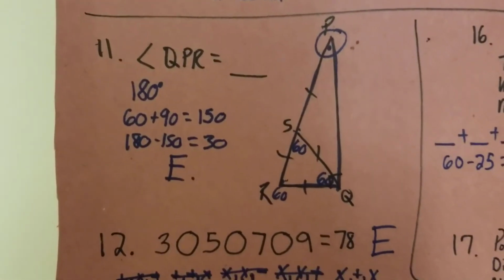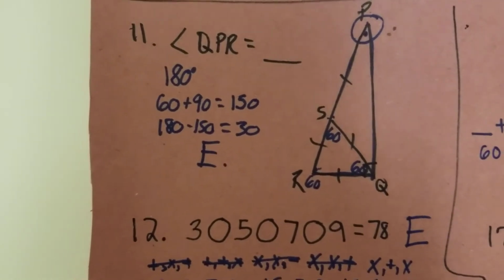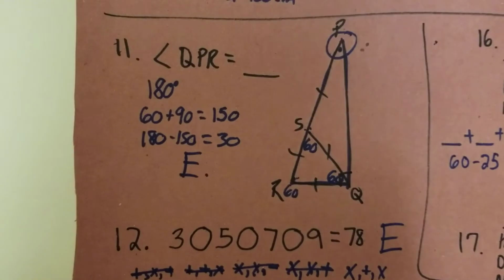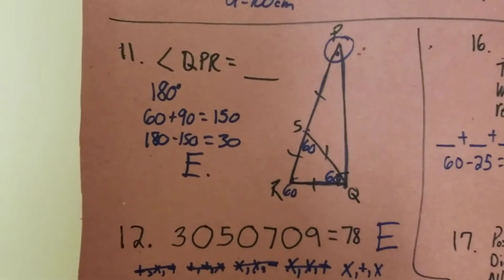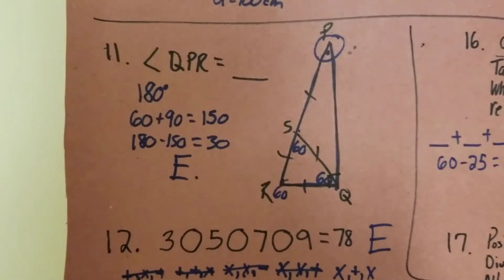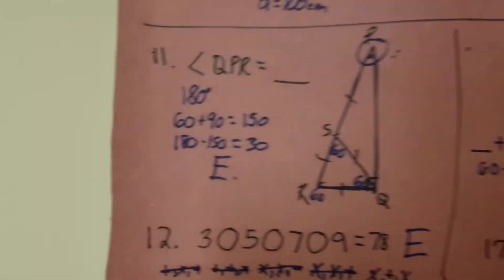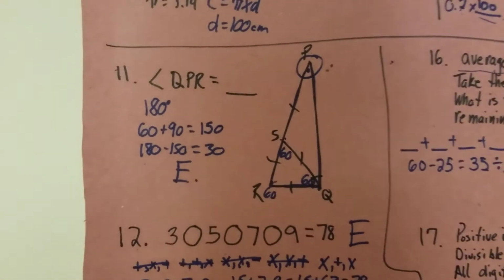All right. Number 11. I like number 11. I don't have the test in front of me. Number 11 is asking you, what's the angle of P? If you hang on, I will get the test. That's awesome film editing right there.